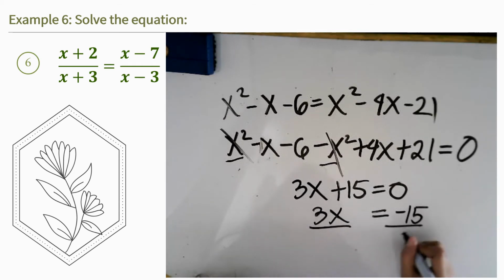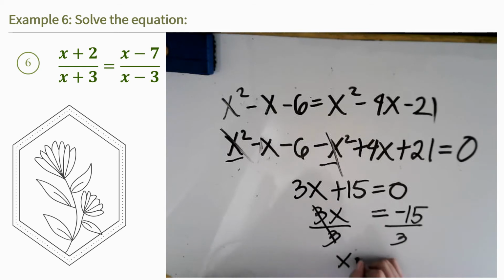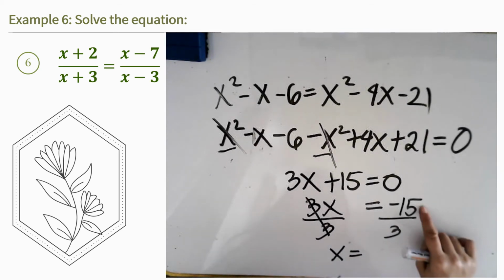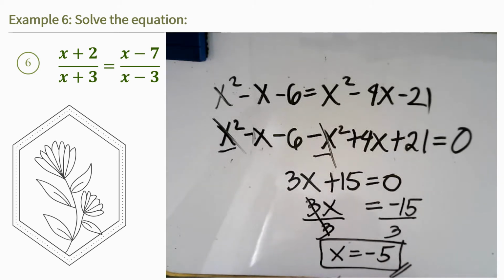And then lastly, divide both sides by 3. So the final answer would be negative 15 divided by 3, that is negative 5. So that's our answer. X is negative 5.